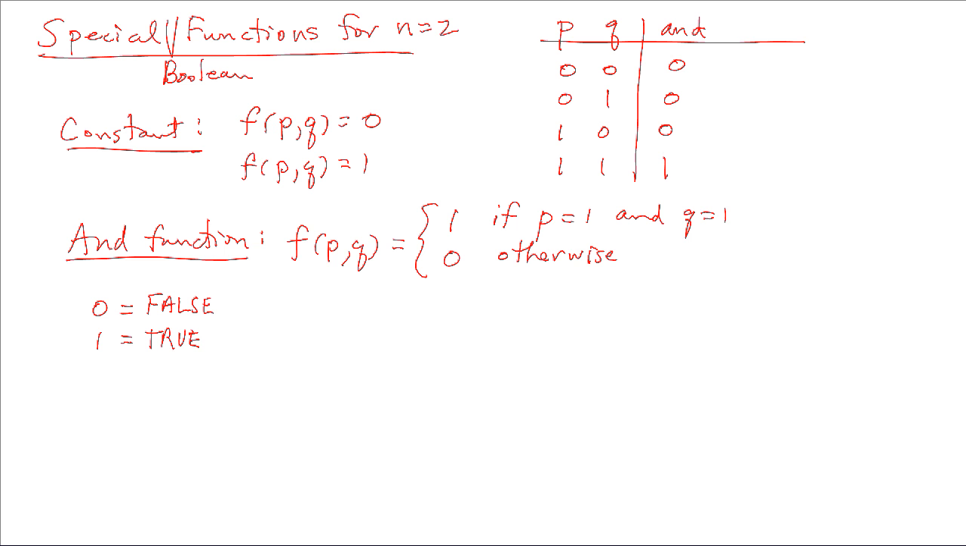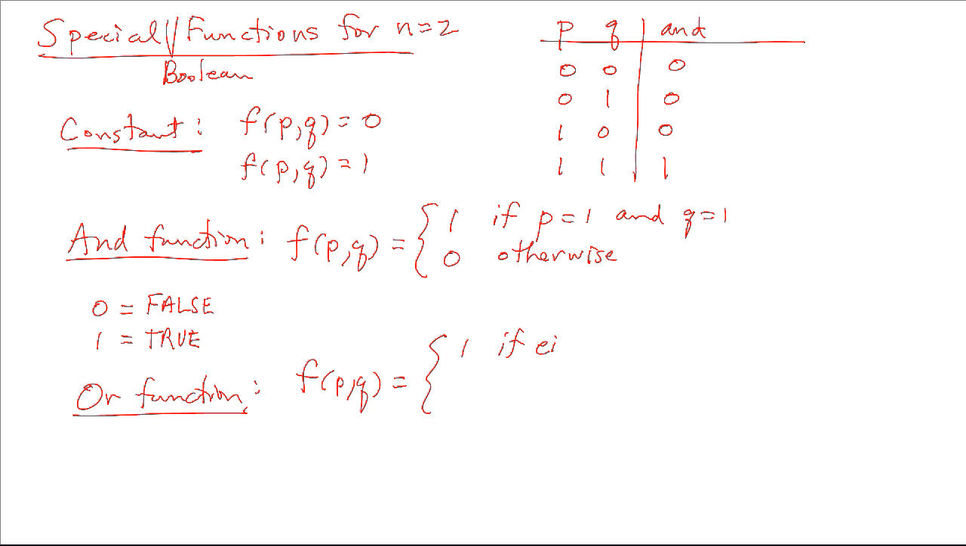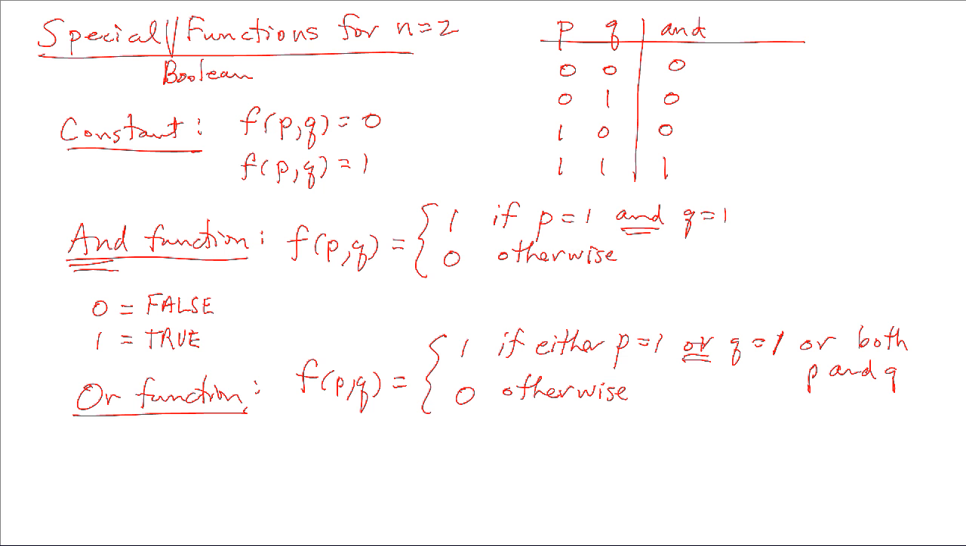I can define the OR function. F of P and Q is equal to 1 if either P equals 1 or Q equals 1, 0 otherwise. And you can see I'm defining the AND function in terms of the English language AND, and the OR function in terms of the English language OR. I'm going to say either P equals 1 or Q equals 1, or both P and Q equal 1.